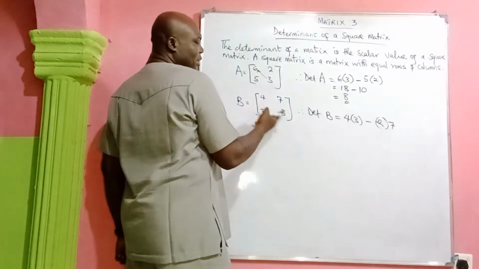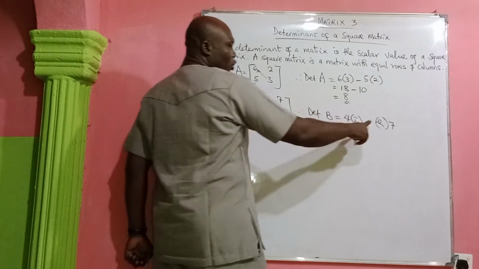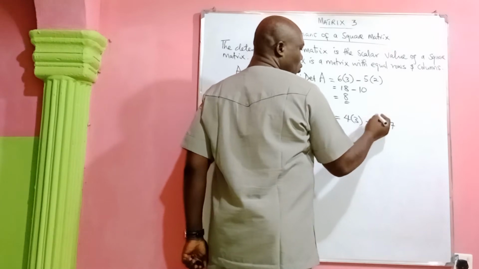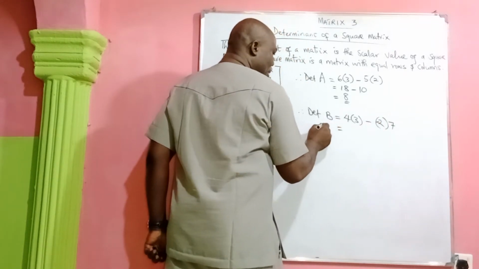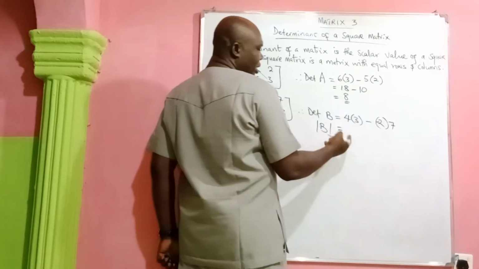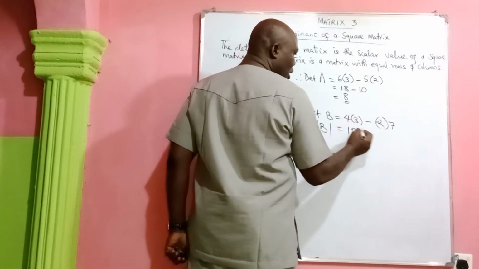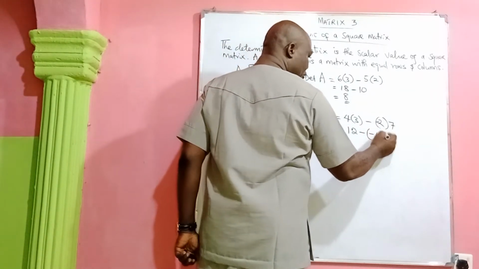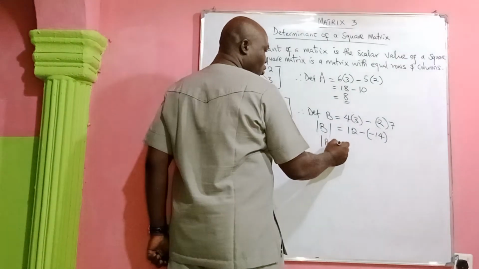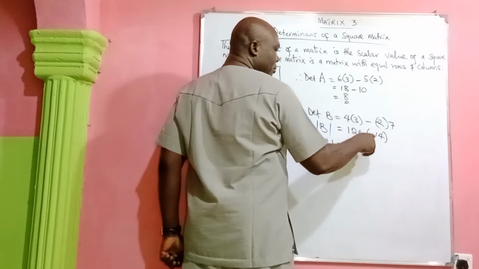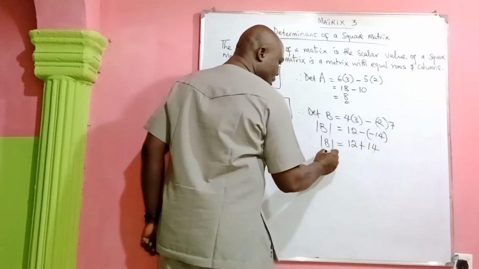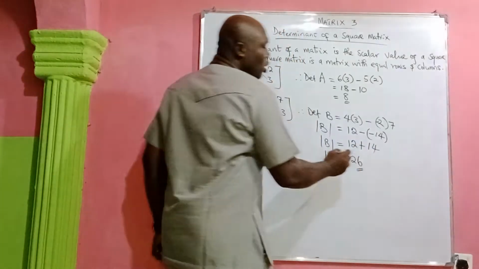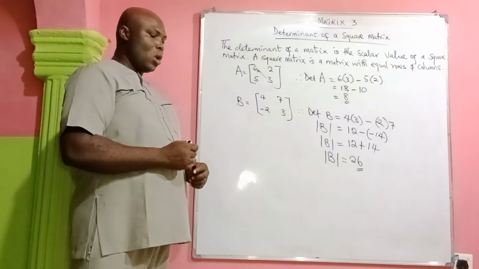Alright, so we have 4 times 3, which is 12. Then you introduce your minus sign. The minus 2 times 7 is what you have here. So the determinant of B, this is another symbol for determinant of B, will be equal to 4 times 3, which is 12, minus minus 2 times 7, which gives us negative 14. So minus becomes plus 14. And that gives us the determinant of B to be equal to 12 plus 14, which is 26. So that's how we find the determinant of a 2 by 2 matrix.